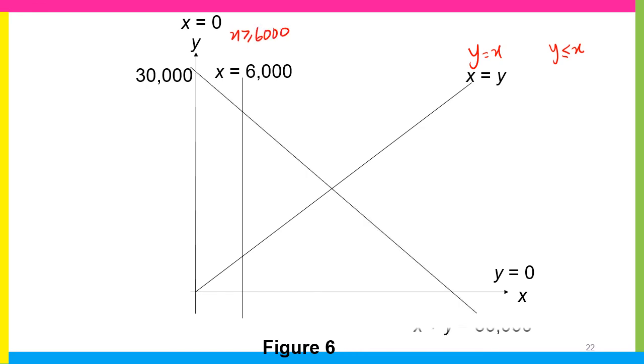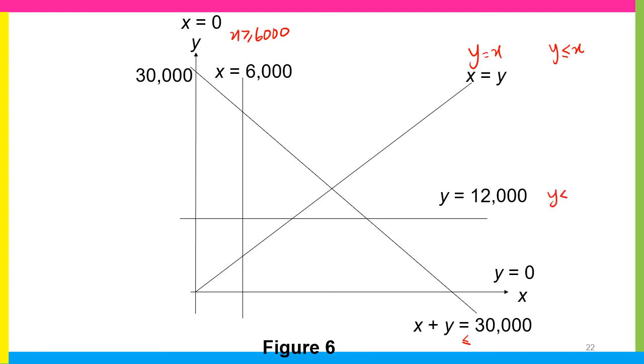And then the third one is X plus Y is less than or equal to 30,000. The total investment is less than or equal to 30,000. And the investment in bond B plus should be less than 12,000, Y less than 12,000. Okay, now we want to find the feasible region.